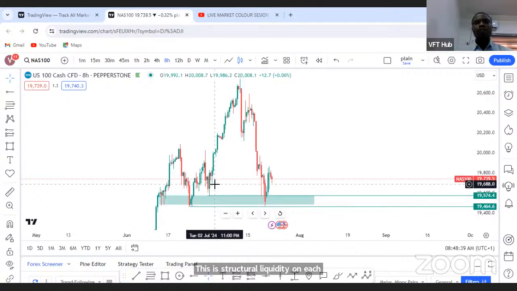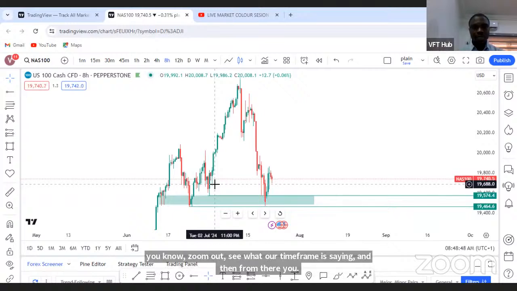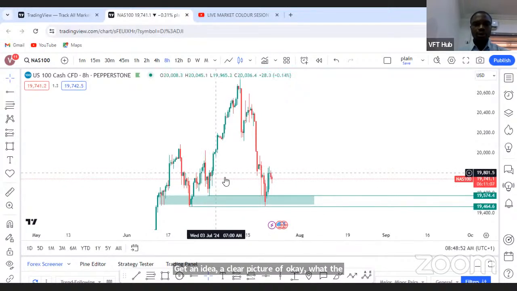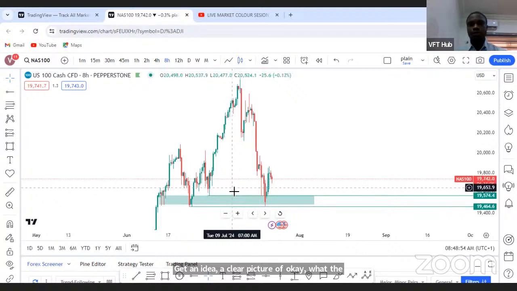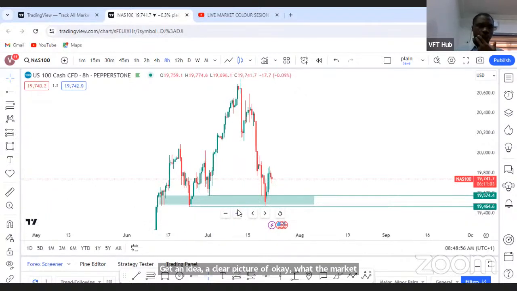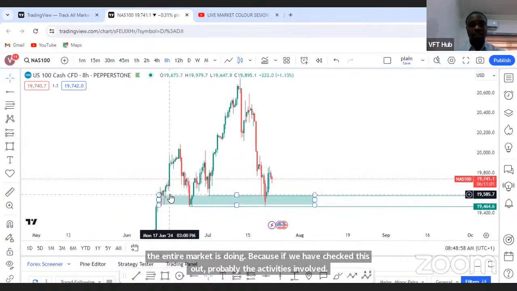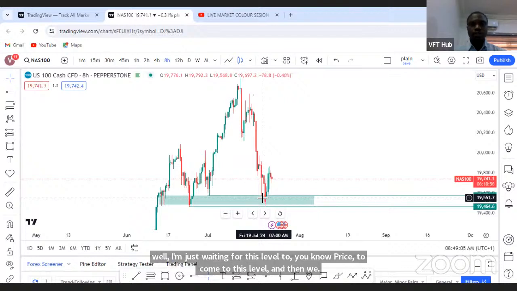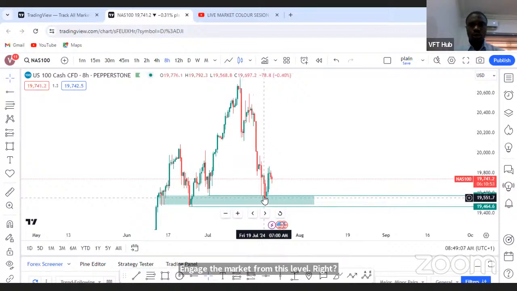So sometimes you have to just zoom out, see what our time frame is saying, and then from there you get a clear picture of what the entire market is doing. Because if we had checked this out, probably there are two things involved. We'll have increased our stop loss, or we'll have just waited for price to come to this level, and then engage the market from this level, right? So I believe this should hold.